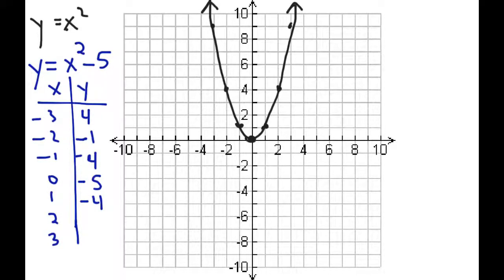Hey, look, I bet it's starting to repeat itself. I bet the next answer is negative 1. 2 squared is 4 minus 5 is negative 1. And I bet the next answer is 4.